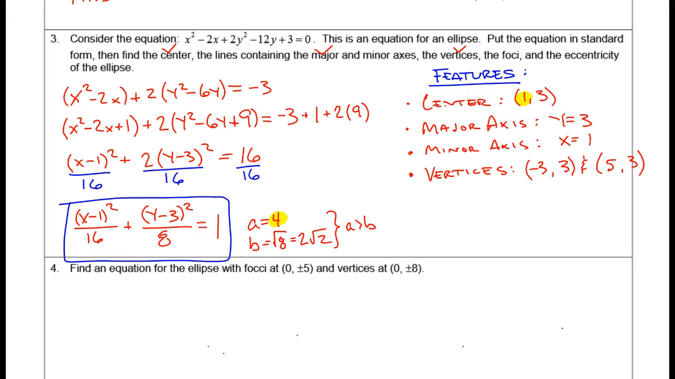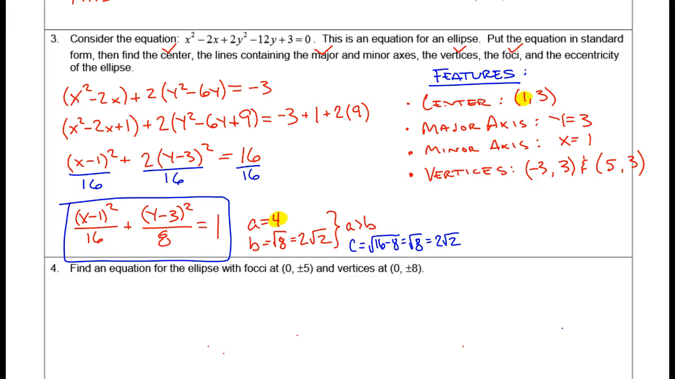Okay, so let's talk about the foci now. In order to talk about the foci and where they're located, I need to find the value of c. And let's remember that c equals the square root of the big denominator minus the small denominator. So that's going to be the square root of 16 minus 8, which just equals the square root of 8, which is the same as 2 root 2.